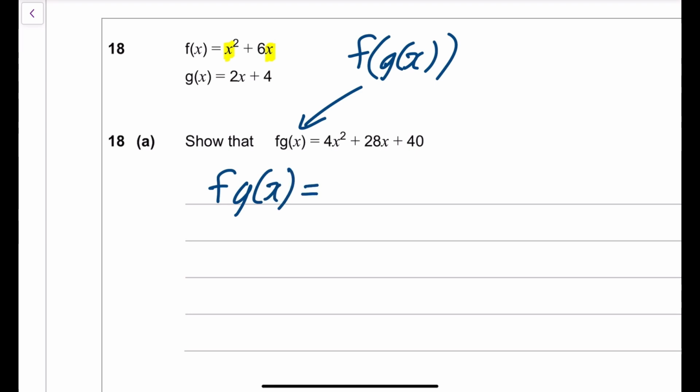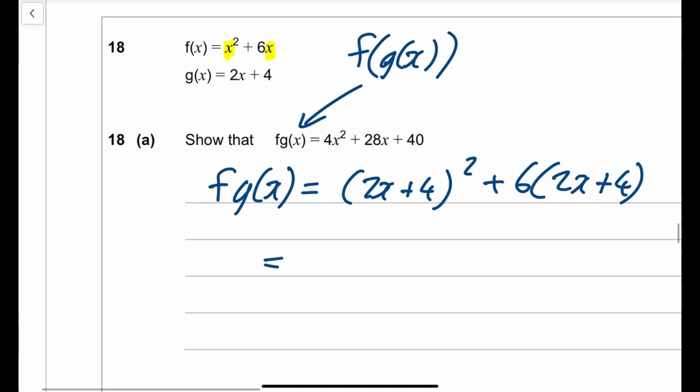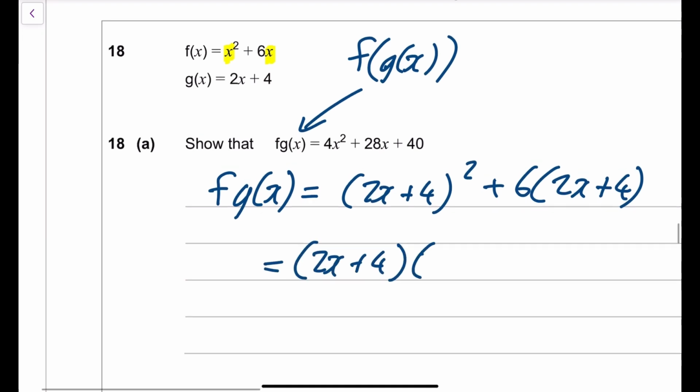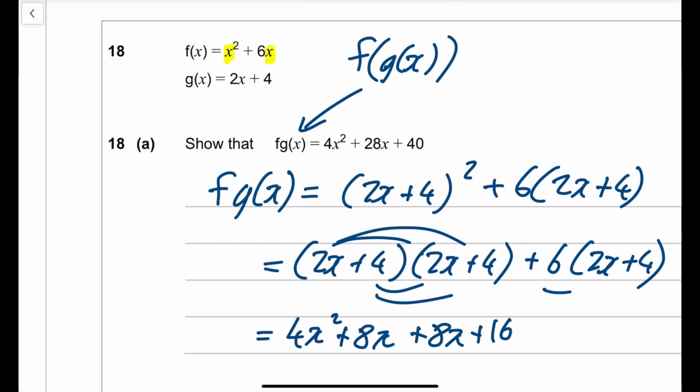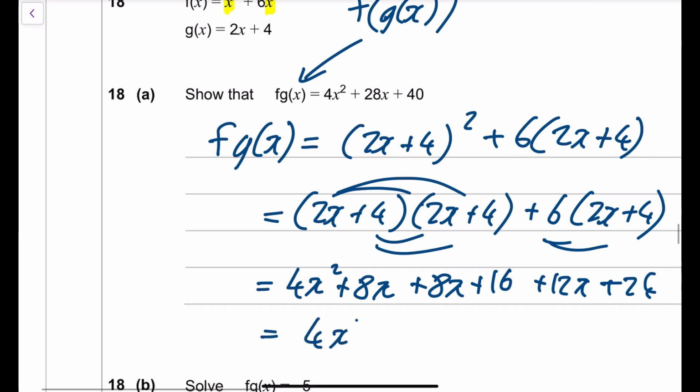So fg of x then is just going to be, my g goes in, 2x plus 4. It gets squared, and then you do 6 times your g. Now, take your time with this. Do 2x plus 4 times 2x plus 4. I haven't even done anything here, I've just written it out again. But if you don't do this bit, people mess up that expansion of double brackets. 2x times 2x is 4x squared. 2x times 4 is 8x. 4 times 2x is 8x. 4 times 4 is 16. And then 6 times 2x is 12x. 6 times 4 is 24. Tidy up time. And you will get 4x squared plus 28x plus 40 as required.